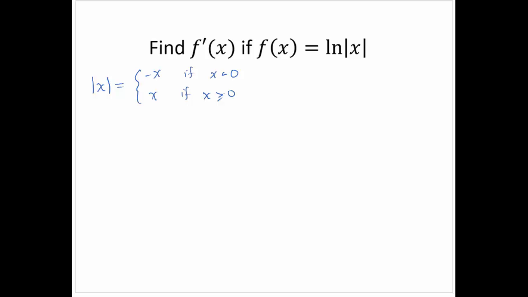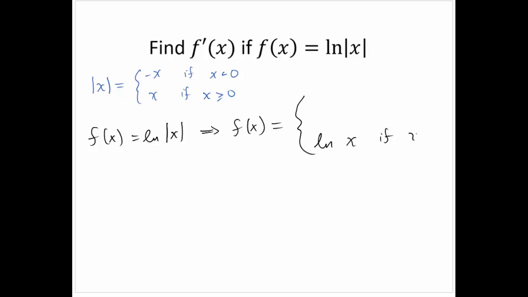So now, the natural log of absolute x I can think of as this piecewise defined function. I can think of it as the natural log of x if x is positive, and I can think of it as the natural log of the opposite of x if x is negative. Notice I'm not including 0 anywhere here because 0 is not in the domain of the natural log function. The natural log of 0 is undefined.